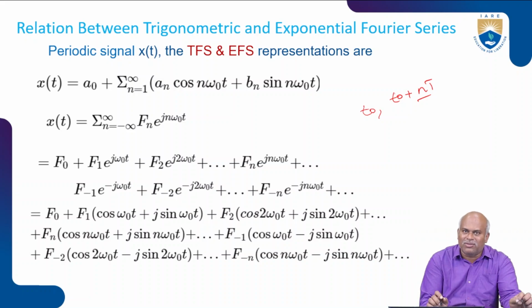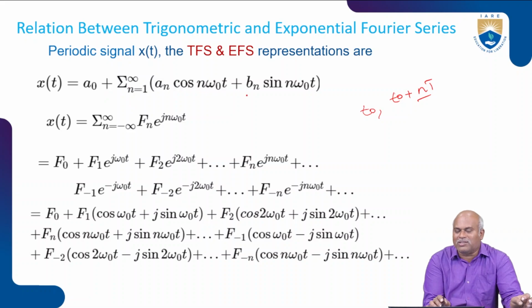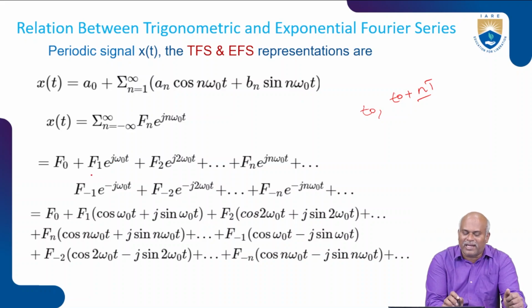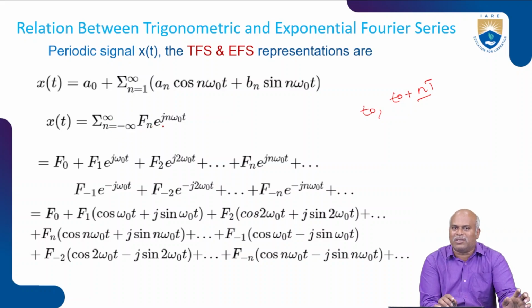Based on this condition, I take the trigonometric Fourier series and exponential Fourier series representations. The trigonometric Fourier series is x of t equal to a0 plus summation of n equal to 1 to infinity a n cos n omega 0 t plus b n sin n omega 0 t. The exponential Fourier series is x of t equal to summation of n equal to minus infinity to plus infinity f of n e power j n omega 0 t.